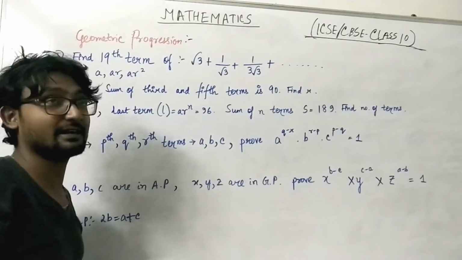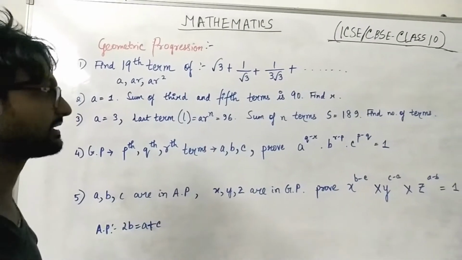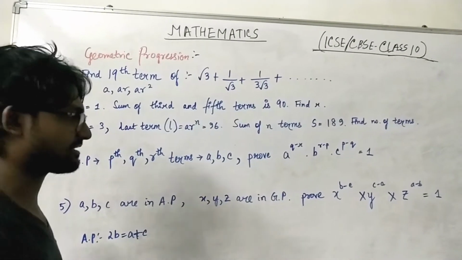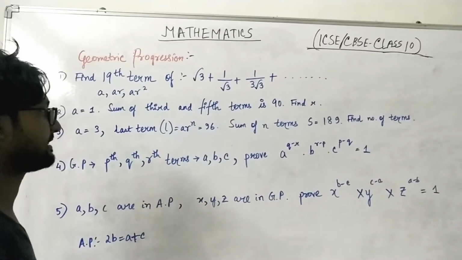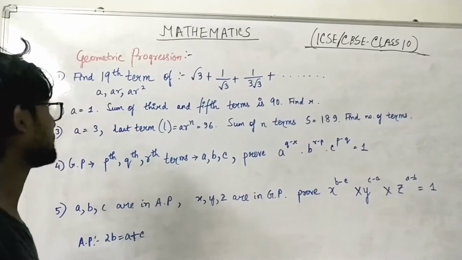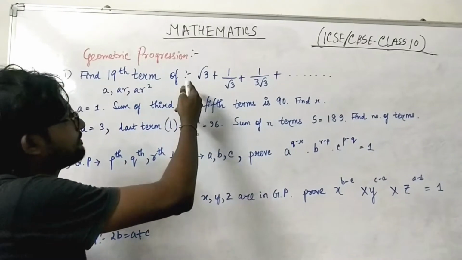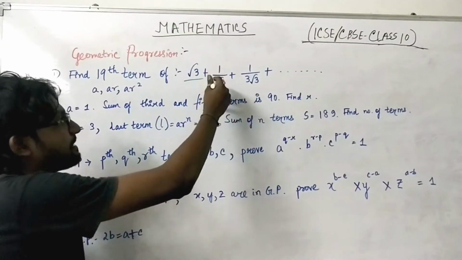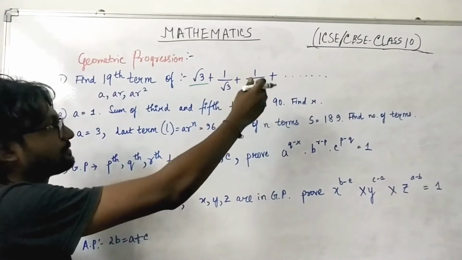We are back with 5 problems. The last one is GP and AP mixed up, and the first 4 are of GP. Number 1: find the 19th term of this series: root 3, plus 1 by root 3, plus 1 by 3 root 3, and so on.